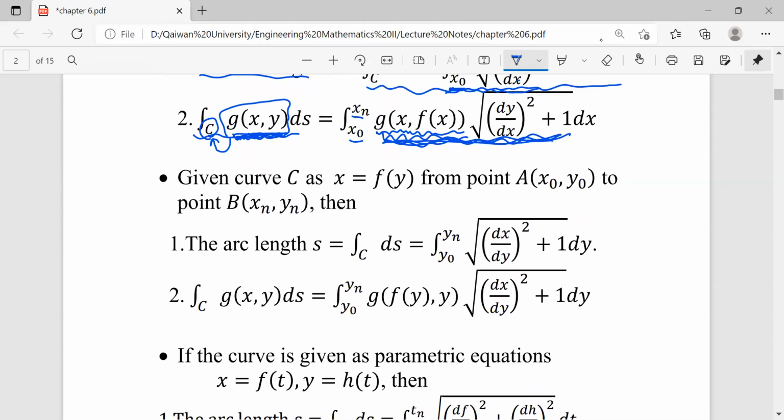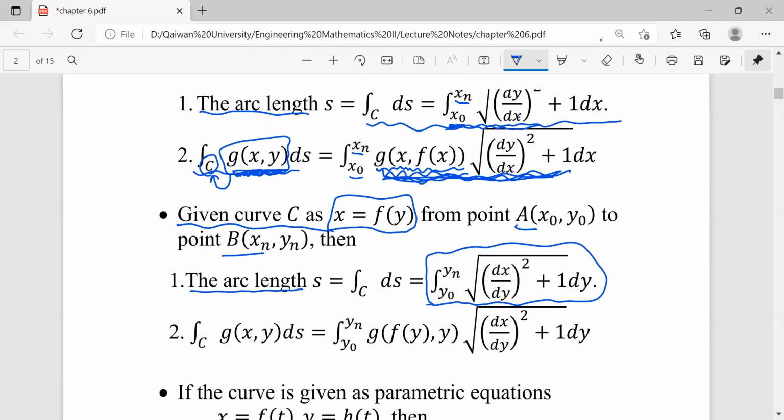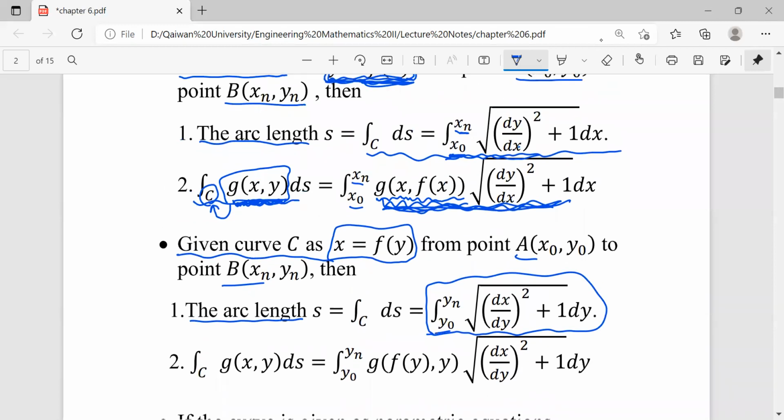Here we have just the rules. If you have a curve where x is a function of y, in the above one we had y as a function of x, but here x is a function of y. If x is given as a function of y, the arc length from point A to point B is the integration. The only thing which changed from the above is the limits of the integration, from y0 to yn, but in the above it was from x0 to xn.